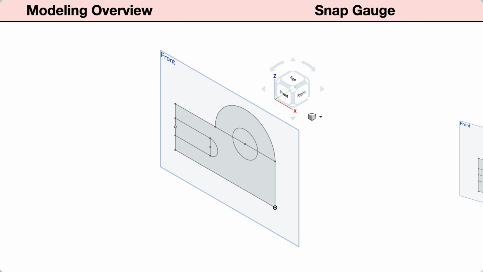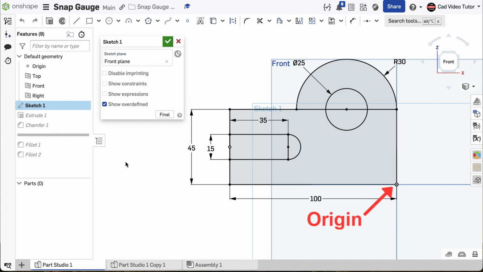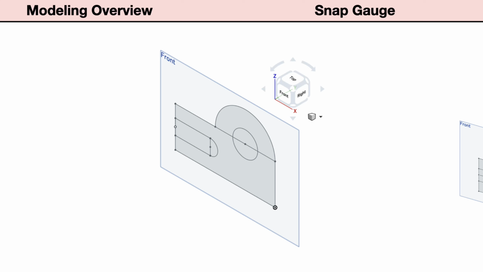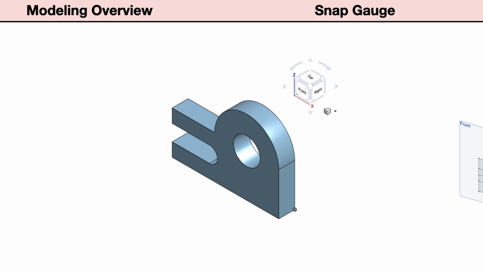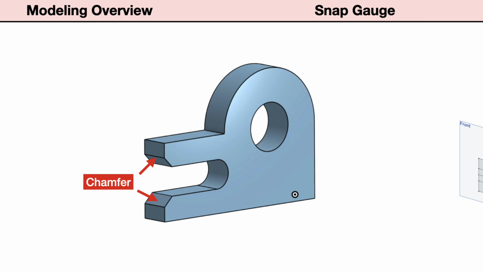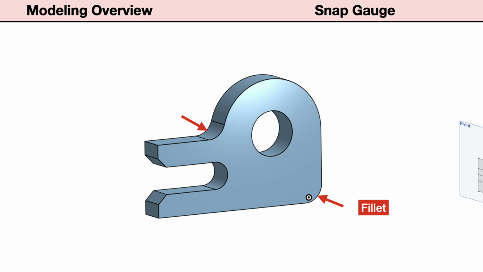So Sketch 1 will be placed on the front sketch plane. Choose the location for the origin in Sketch 1 to constrain the sketch to the plane. We will place the origin coincident to the corner of the part. Complete Sketch 1. Extrude 1 will add the thickness and complete the basic shape of the part. Chamfer 1 will cut the front edges of the slot. Fillet 1 will round over 2 corners on the body of the gauge.